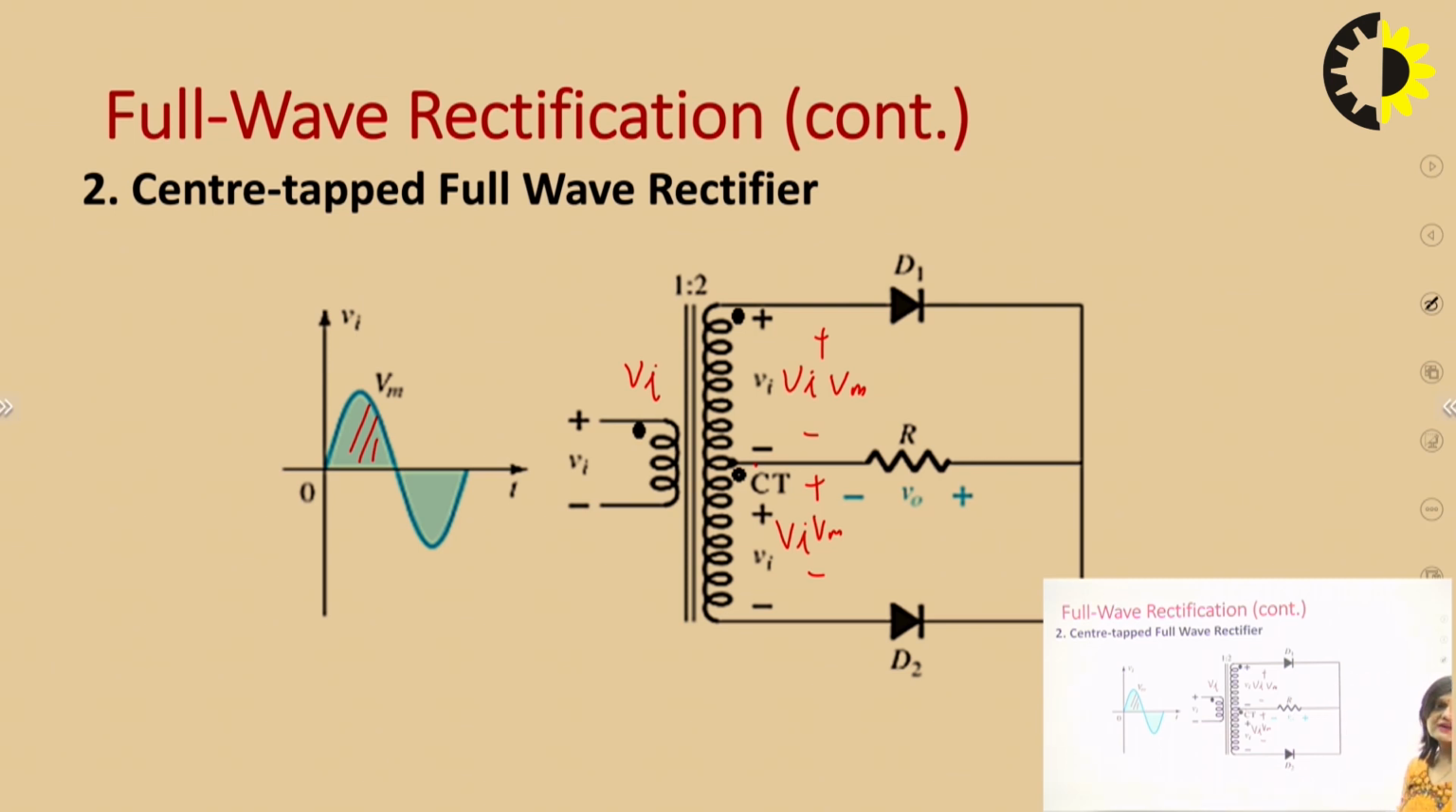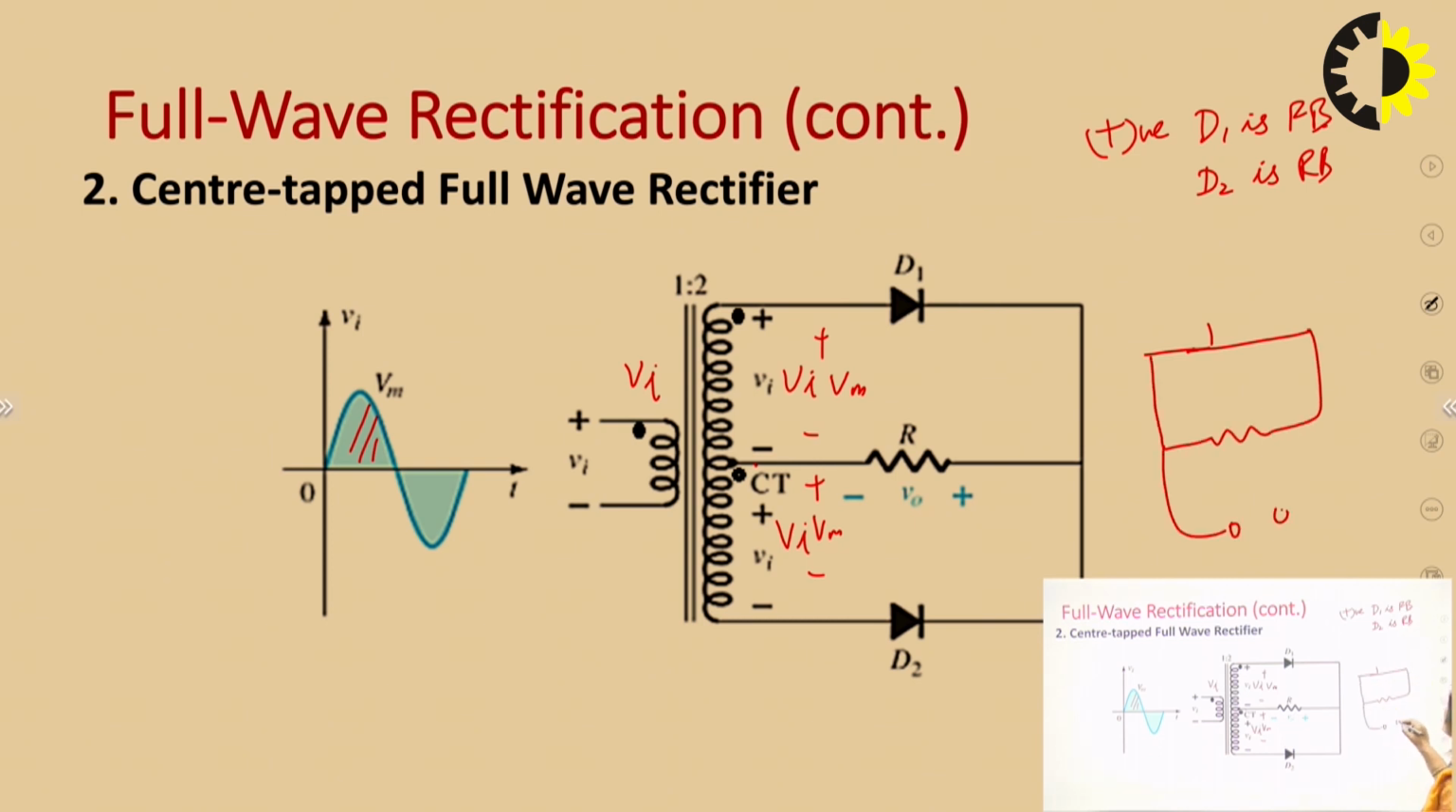So in the positive half cycle, D1 is forward biased and D2 is reverse biased. So this equivalent circuit will be like this. D1 will be short and D2 will be open. This will be open now. So it will be Vm plus minus, and this will be Vm plus minus. This is V0. Now current will flow in this way. So this is plus minus. So this is the equivalent circuit in the positive half cycle.